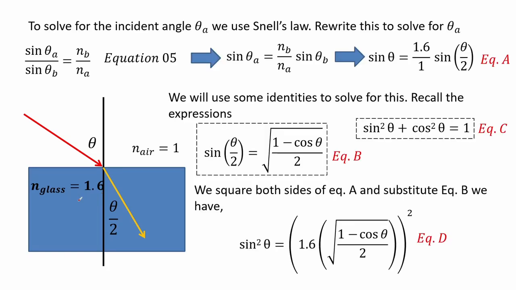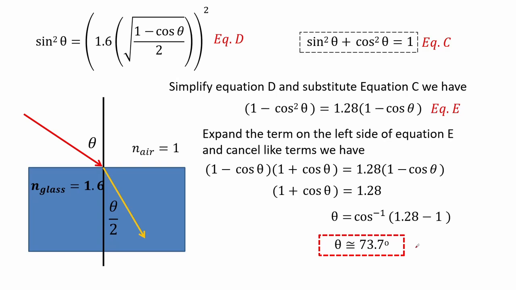To solve for the incident angle theta A, we use Snell's law and rewrite it to solve for theta A. This is shown in equation A. We will have to use some identities we learned in mathematics shown in equations B and C. So, we square both sides of equation A and substitute equation B and we get equation D. We then simplify equation D and substitute equation C on the left term and get equation E.